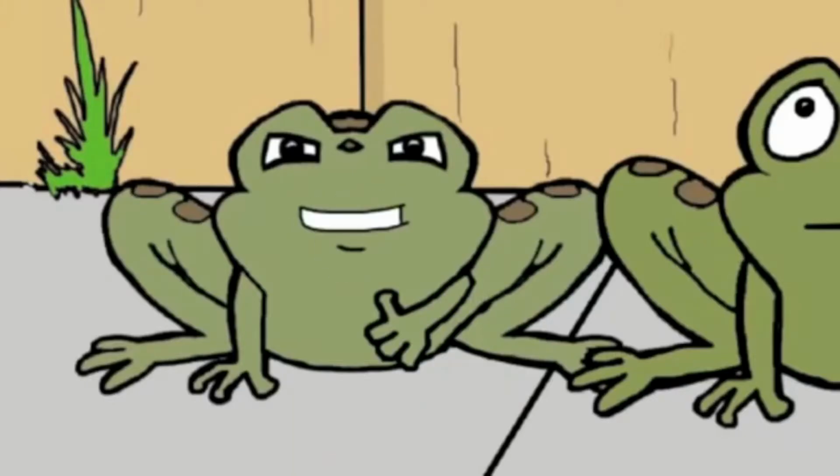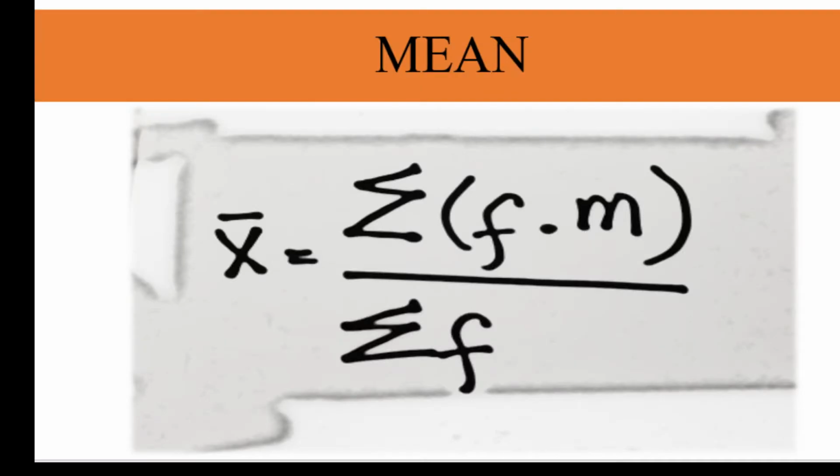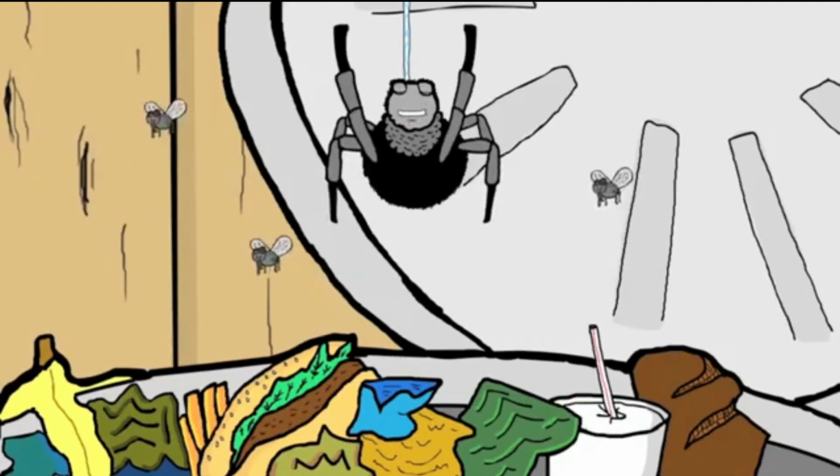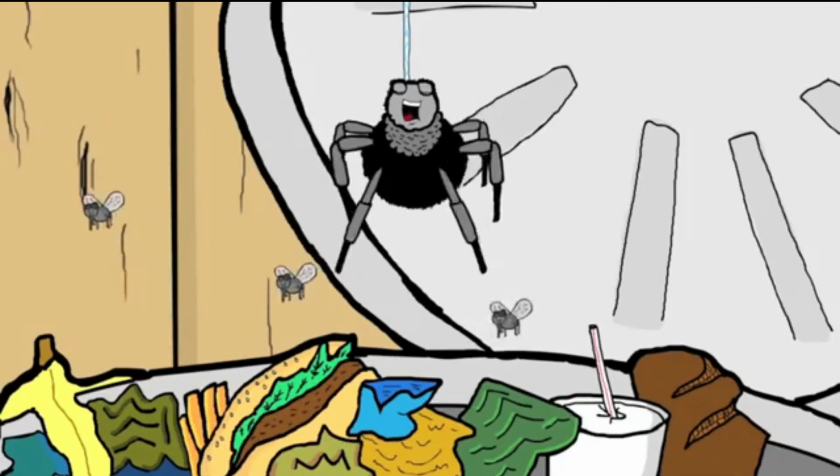I'm the mean toad. To get mean, mean equals the summation of frequency multiplied to the midpoint over the summation of frequency. Add and divide. Oh yeah.